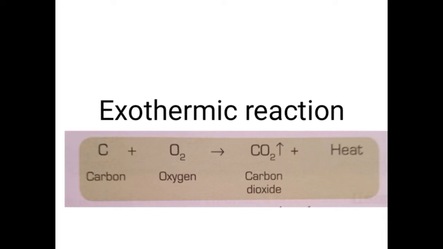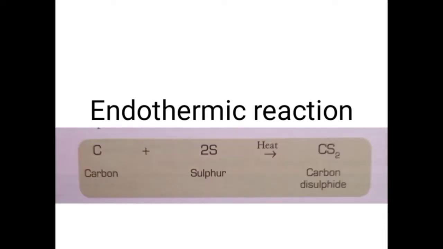An example is when carbon is heated in air, heat is released. In endothermic chemical reactions, heat is absorbed. Boiling of an egg and baking biscuits are some examples of endothermic reactions. Another example is when carbon and sulfur are heated, heat is absorbed and carbon disulfide is produced.